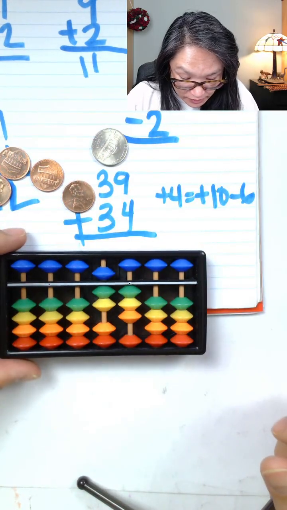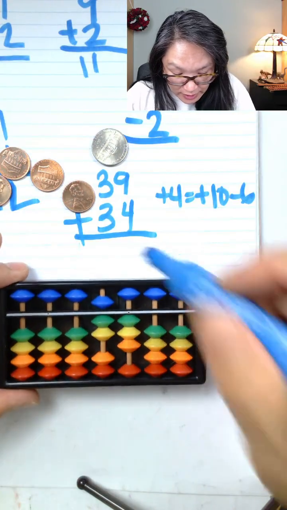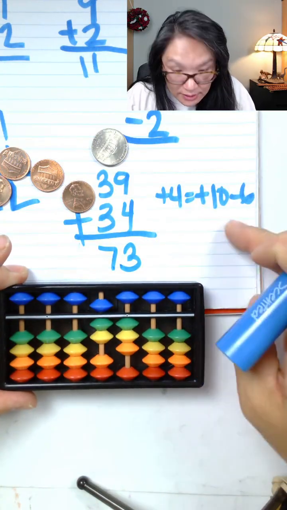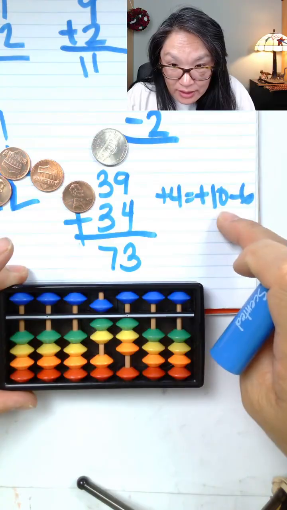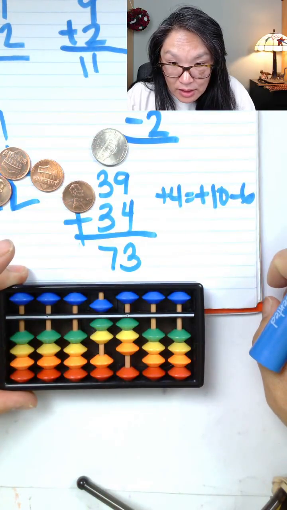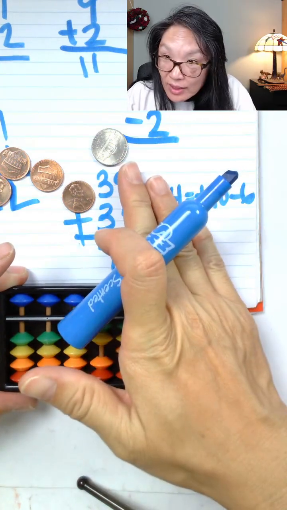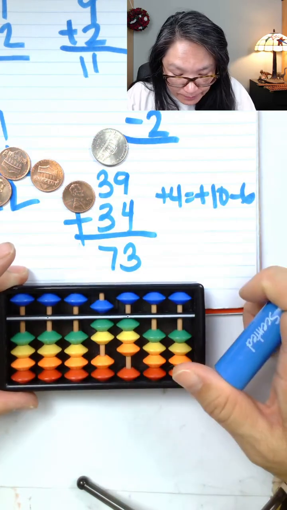So my final answer is what? 73. 73. Plus the 10 minus the 6. This is hard. It's not hard. You take one number at a time. Take one number at a time.